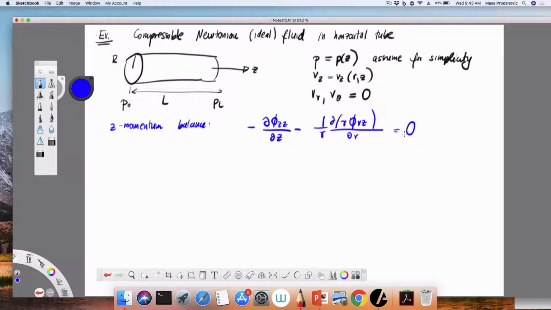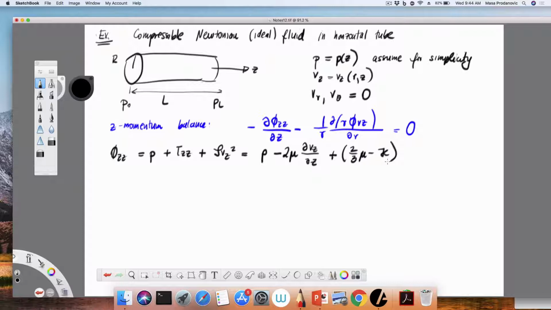So what is my phi zz? I have pressure. What else? Tau zz. What else? Okay, so what is tau zz? Minus mu, 2 times the derivative of Vz with respect to z. And then you have the divergence term, times the divergence of V.